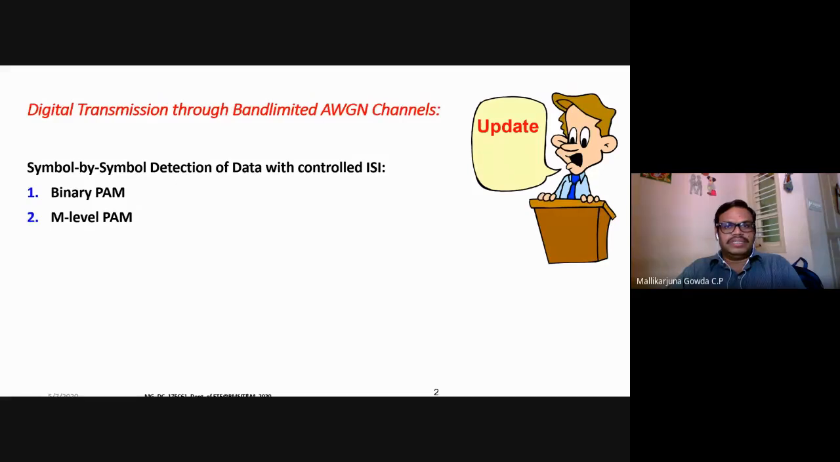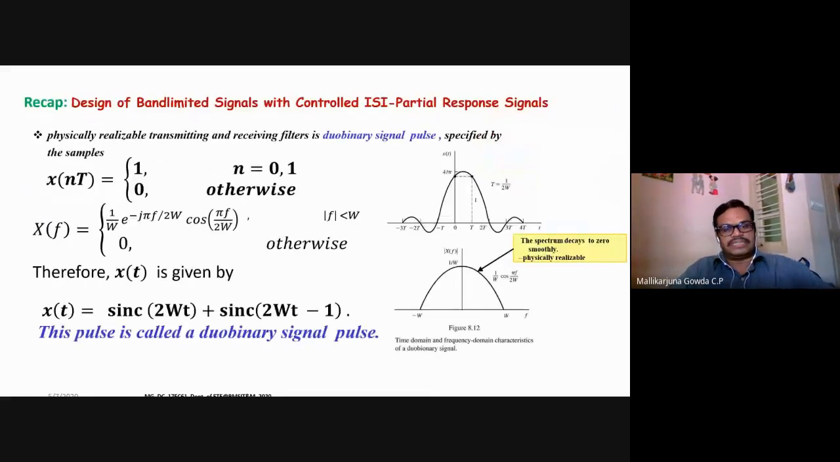Amplitude modulation. When that is the modulation technique used at the transmitter side, how do I do the detection symbol by symbol at the receiver side with controlled inter-symbol interference? And another one is M-level PAM. Okay, just to recap what I discussed in the previous class.